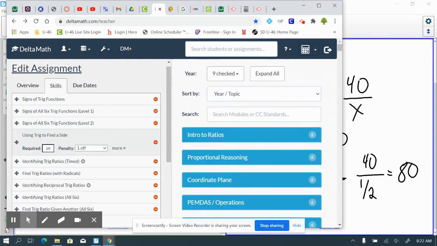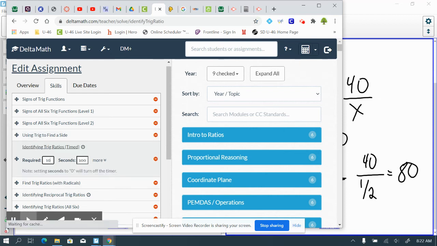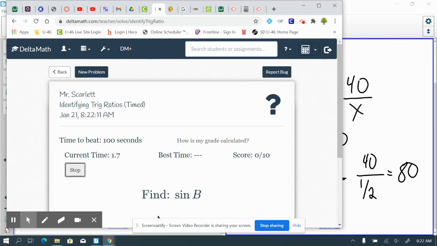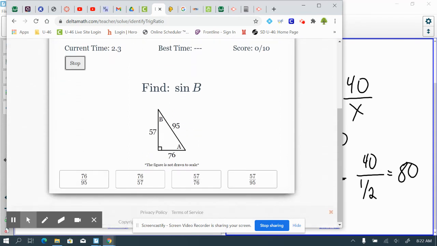The next one is identifying trig ratios. You see how it says timed. There's also a clock. This is a fun practice. This will time you and just give you an indefinite amount of questions. And this one happens to be multiple choice. So the sign of being excellent here is, even though this is a junior high sort of level situation, don't dismiss it. This is critically important. Right triangle trigonometry is very, very important.